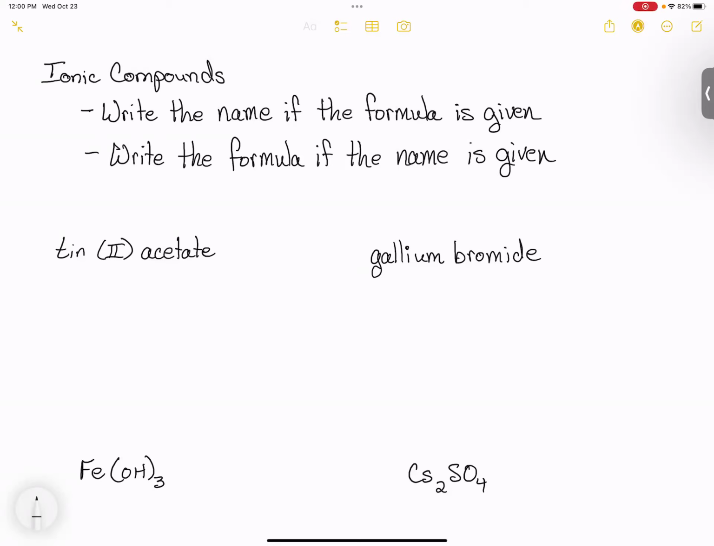Okay, folks, we're going to go ahead and get started. Just a little bit of an overview of what is coming and about where I expect the test to go off. Today, we are going to continue with our discussion of ionic compounds. We're going to be taking the formulas of ionic compounds and converting them into the names, and taking the names of ionic compounds and converting them into the formulas. On Friday, we will start talking about covalent molecules.